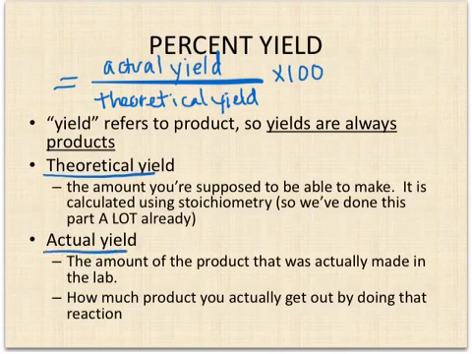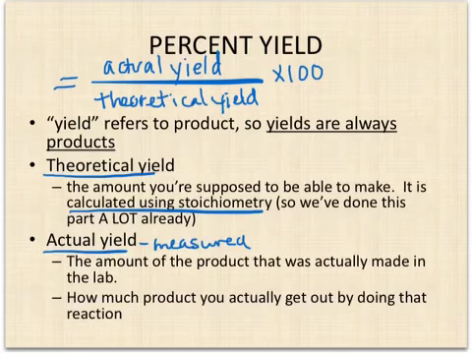The actual yield is the amount of product that was actually made. This is measured. Theoretical is calculated. Actual is measured. It's how much you actually get when you do it.